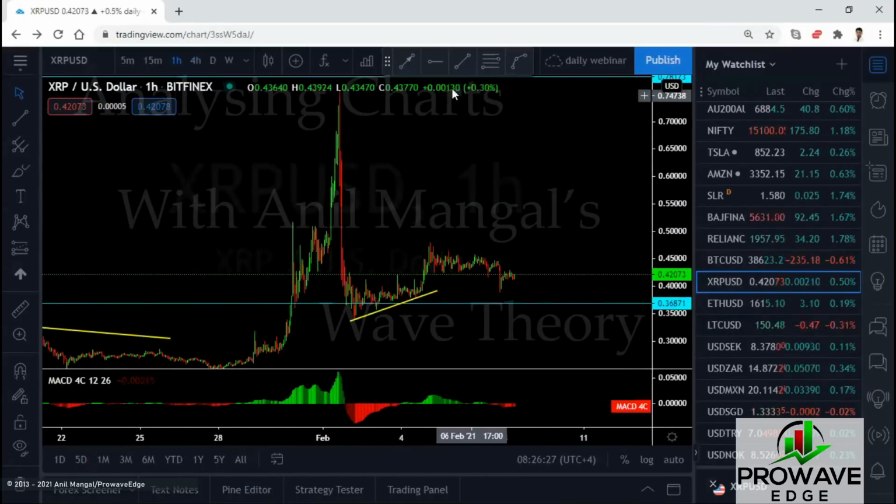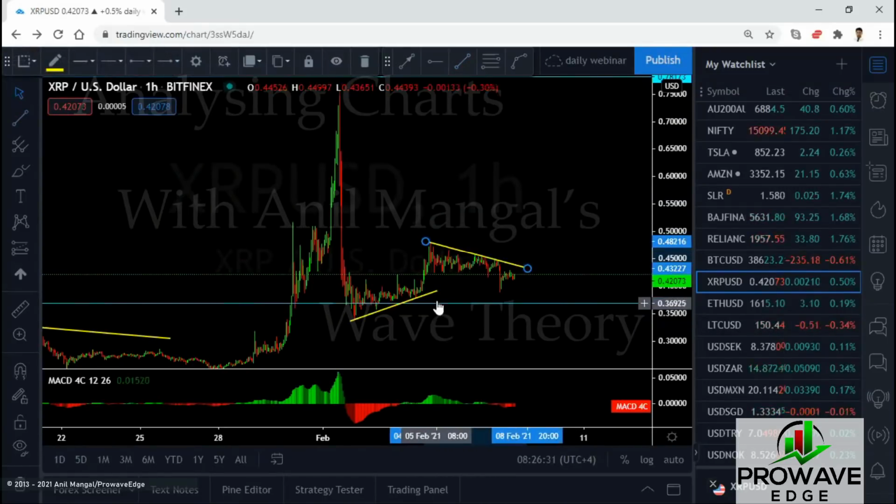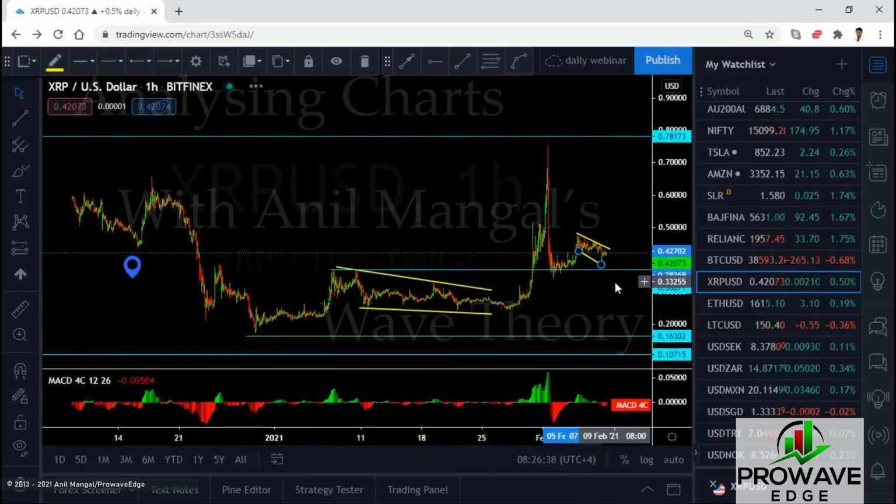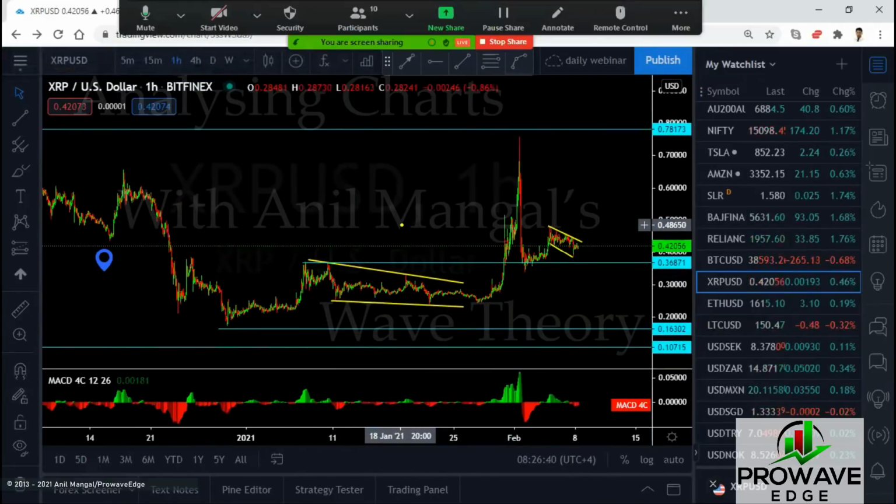XRP, this one has a buy setup. This has a buy setup in it. So the question is, how far will it go? I remember this buy setup here, the small buy setup. This one was supposed to just come here and break this top, right? Which it did, but then it went a little higher. So this one is the same thing. Go break this top.